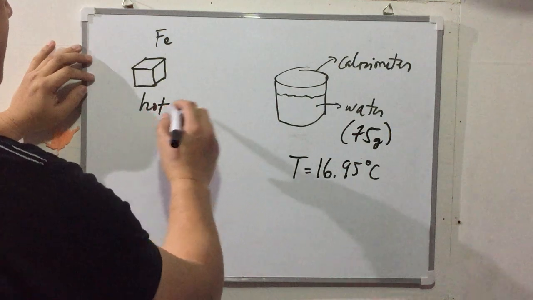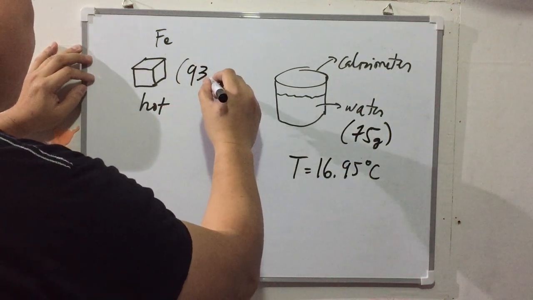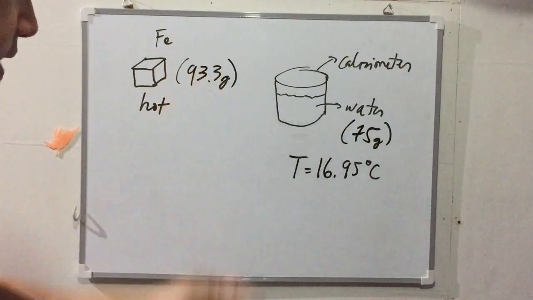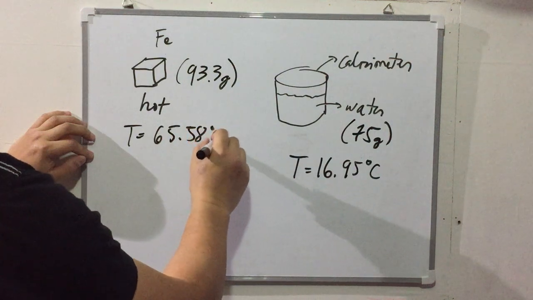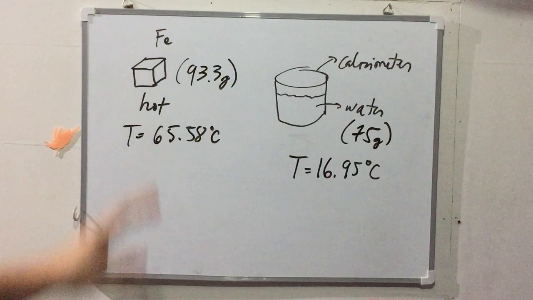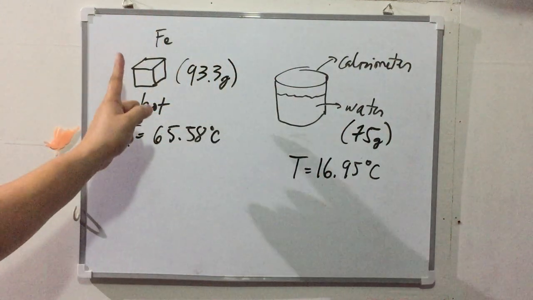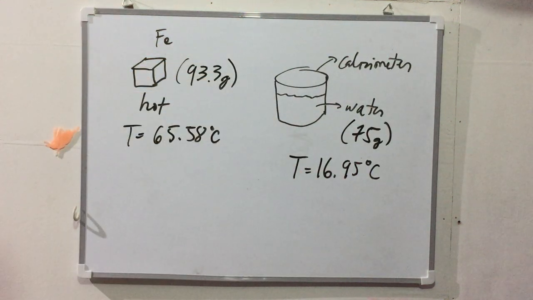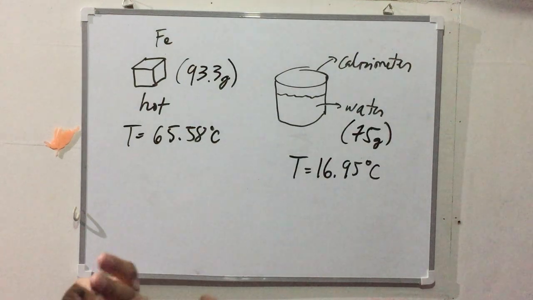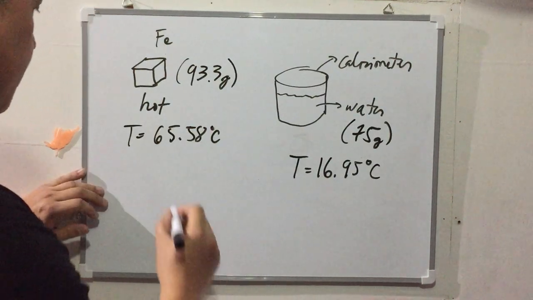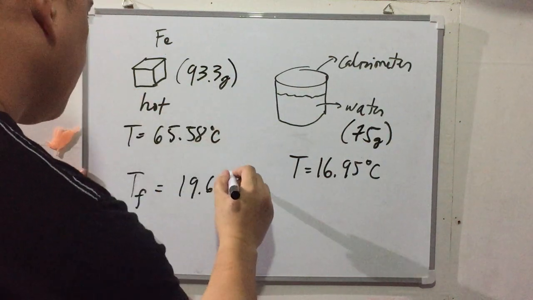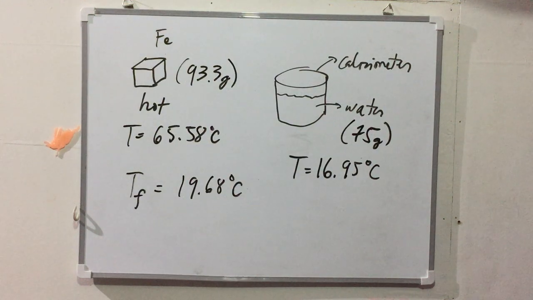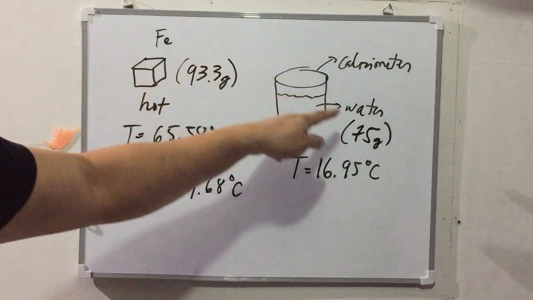And the sample of iron is 93.3 grams of iron, and this is at the temperature 65.58 degrees. Okay, so these are the data so far. Once the iron is put into this calorimeter and thermal equilibrium is achieved, so this means that you have to wait a while because all of the energy would be transferred in such a way that the temperature would finally stay at a constant value. Then the final temperature becomes 19.68 degrees.